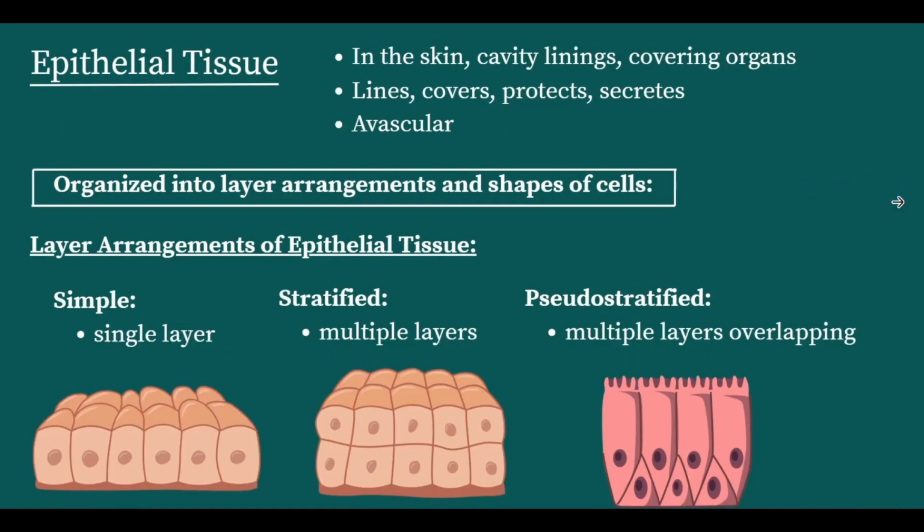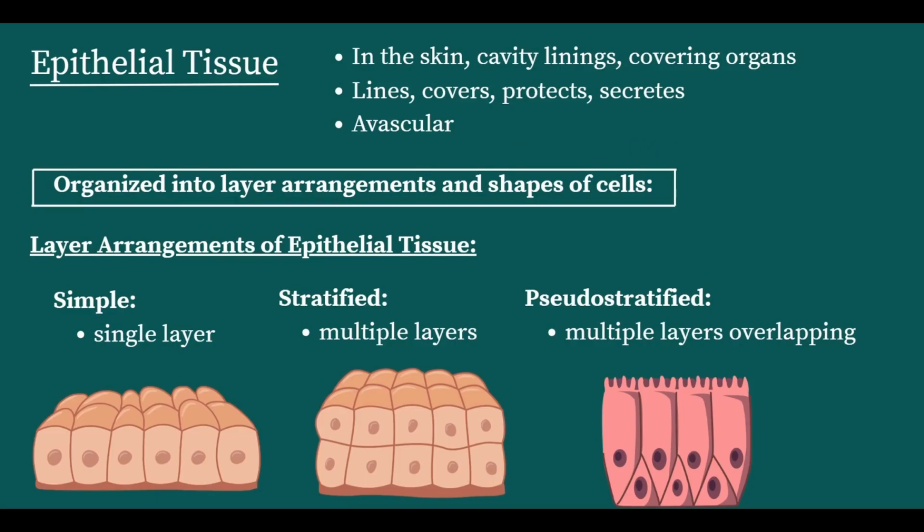Okay, so first thing we're going to talk about is the first one on the list, epithelial tissue. It is in the skin, it's in the cavity linings. Remember, we were talking about body cavities, and it covers organs. It lines, covers, protects, and secretes, and it has no vasculation, avascular. So it's organized into layer arrangements and different shapes of cells.